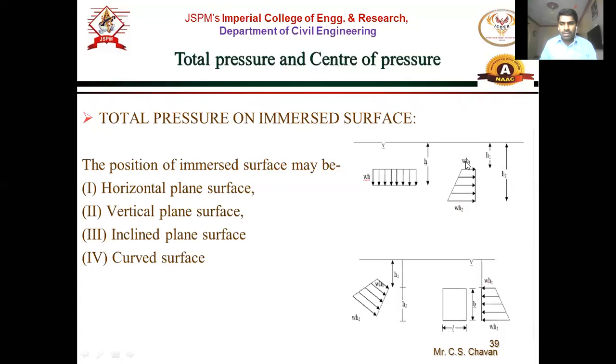Gamma is nothing but rho g. So the basic hydrostatic principle is that the pressure is equal to gamma into h, or rho g h. So here it is h1 height, therefore the pressure at the top edge of the vertical plate will be gamma into h1. Then what is the pressure at the bottom edge? As the height is more, certainly the pressure will be more. So here the pressure will be gamma into h2.